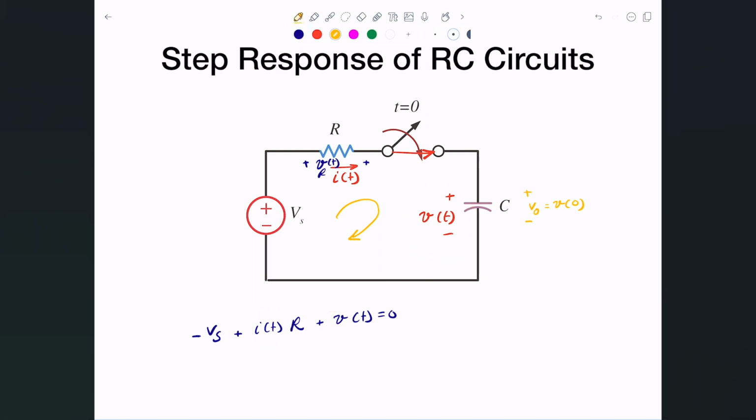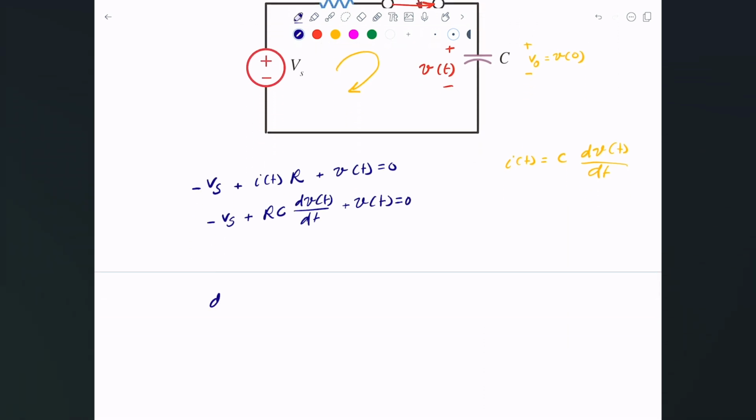From the relationship between the current and voltage in a capacitor, we know that I of t is simply C dV of t over dt. That's what we know across the capacitor. Of course it has to be plus or minus, but we know that the current is heading to the positive side, so we use a positive sign here. Let me substitute this value in here. What I get is negative V of S plus RC times dV of t divided by dt plus V of t equals 0. I'll do a little bit of algebra to isolate the dV of t over dt. I'll divide both sides by RC, and what I get is dV of t over dt plus 1 over RC times V of t equals V of S divided by RC.